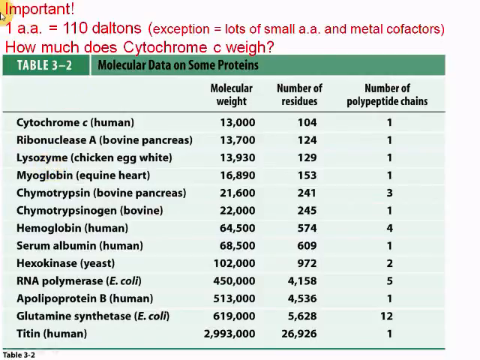Alright, this is going to be an important concept. One amino acid equals 110 Daltons, which is kind of like a unit of measure or weight. The exception to that would be if you have an amino acid with lots of small amino acids or metal cofactors. Okay, so how much does cytochrome C weigh? So there's 104 residues, so you'd multiply that by 110. Residue means amino acid.